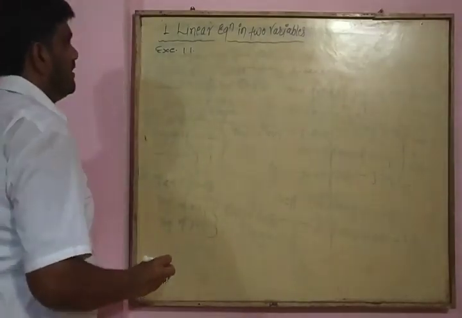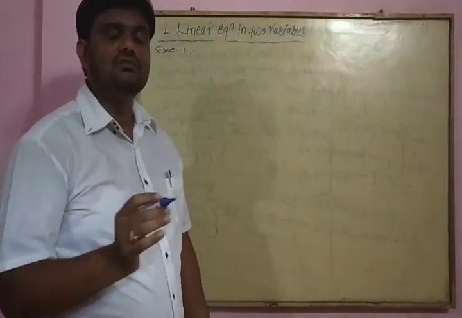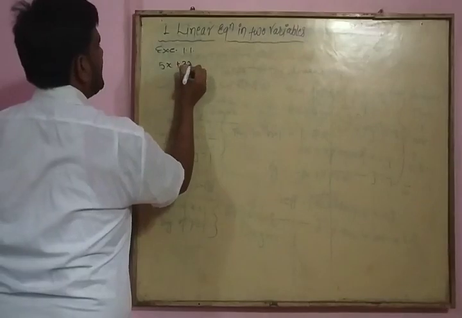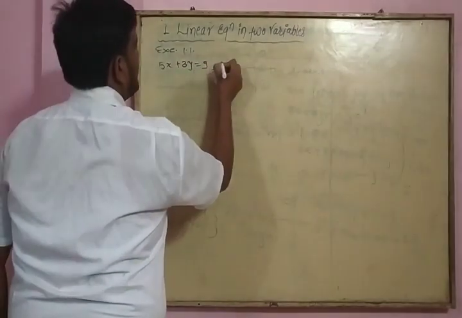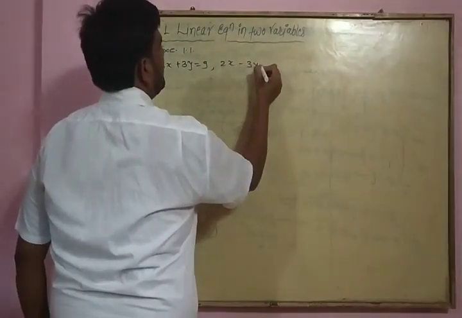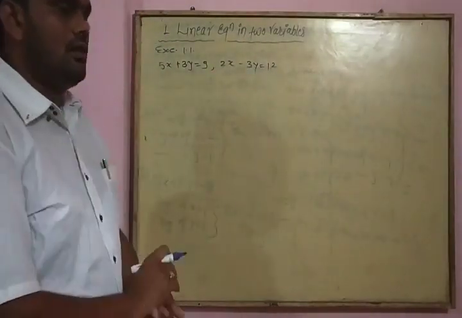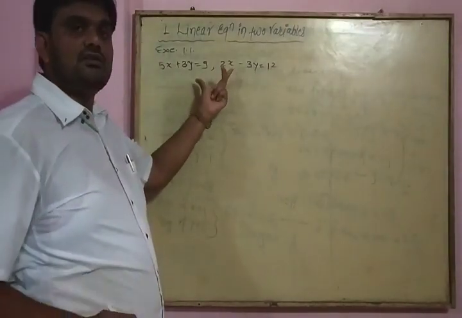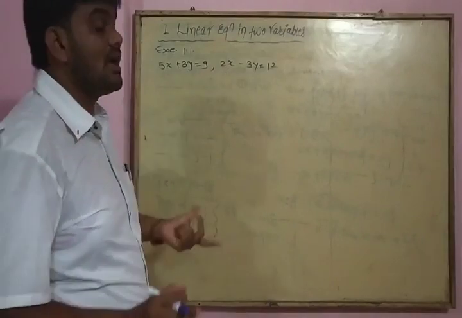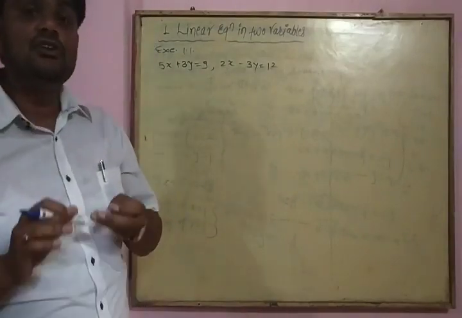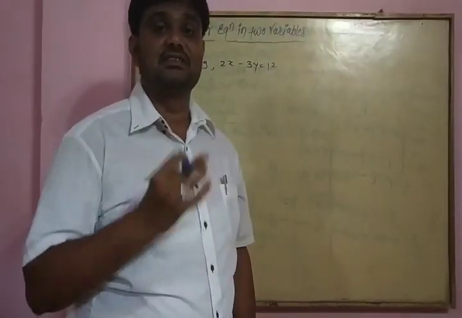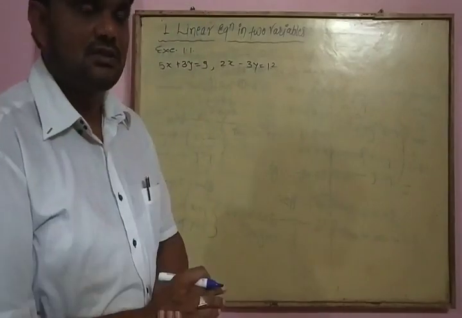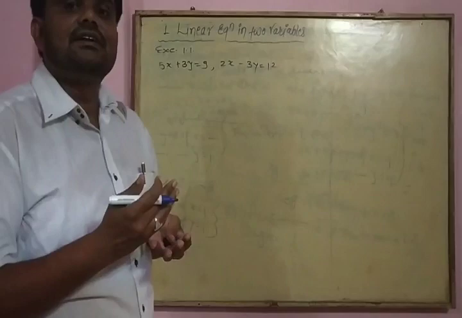1.1, first lesson. You are given the equations 5x + 3y = 9 and 2x − 3y = 12. Dear students, these are two equations, means it is a pair of equations and we have to solve them simultaneously. In your textbook, this is an activity based example. But as we are not in a class, we will solve it directly.